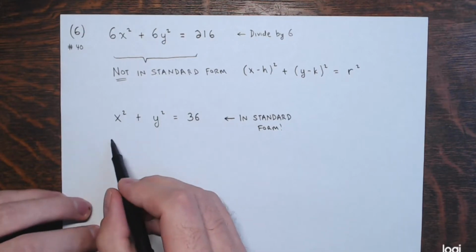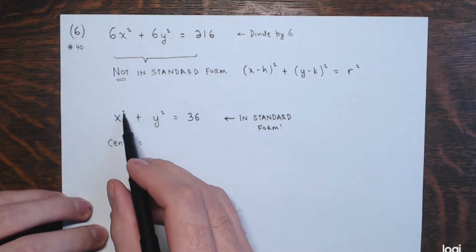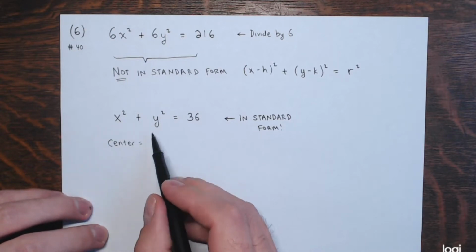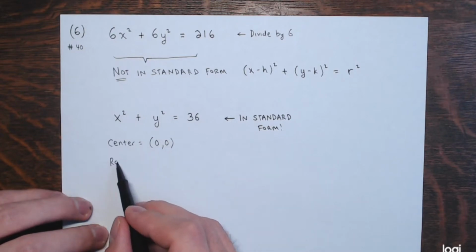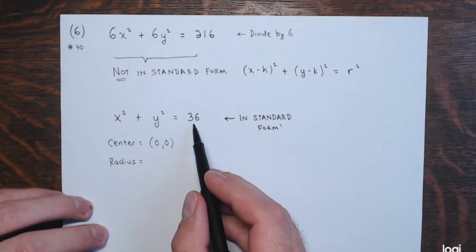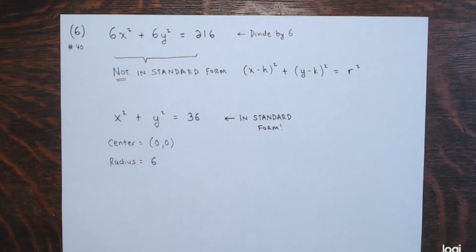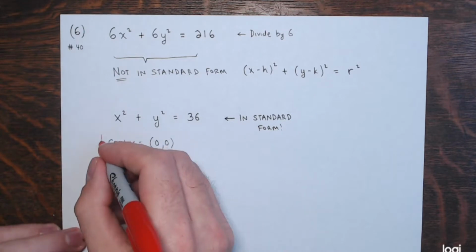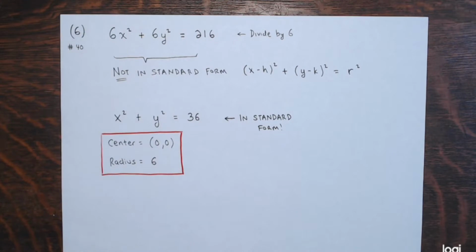Alright, so here I'm hoping you can see that the center would be the origin again, right? X minus 0 squared, y minus 0 squared, right? So the center's the origin. And the radius is the square root of this number, right? This is r squared. So the radius is 6, right? The square root, the positive square root of 36. All right, and again, a pretty easy one to draw.